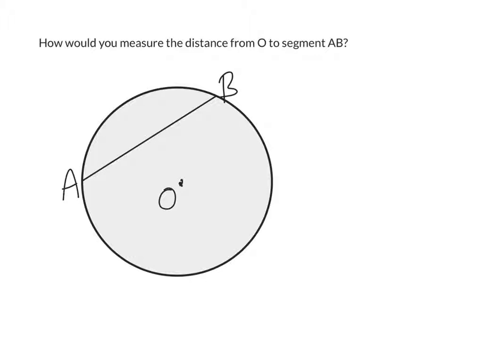All right, our first question here is, how would you measure the distance from O to segment AB? So O is the center of our circle. All right, this is circle O. How would I measure that? Well, there's a lot of ways you could think about measuring it.